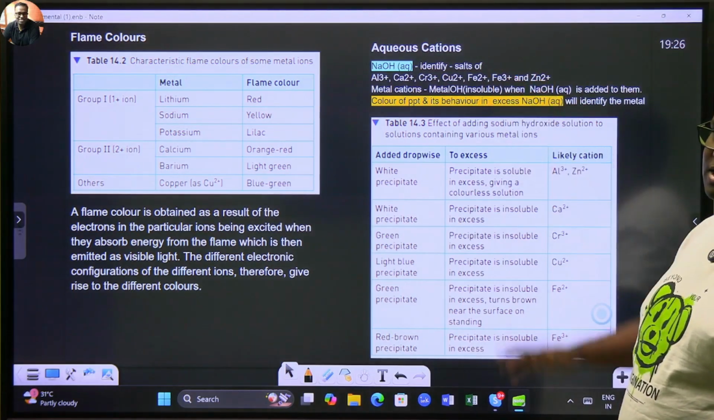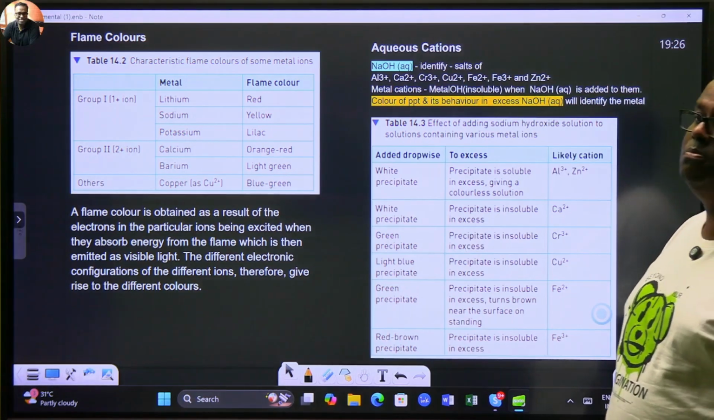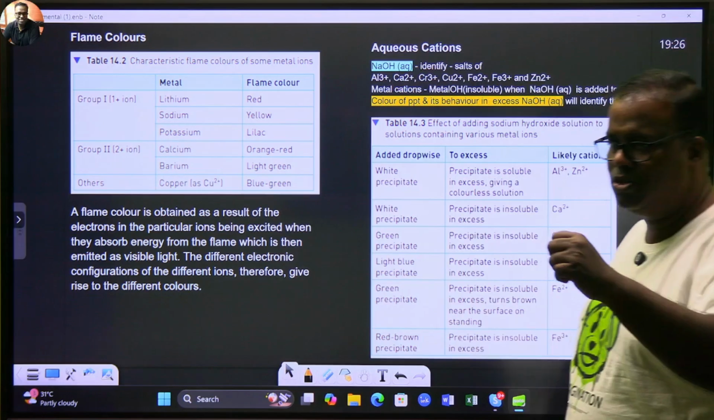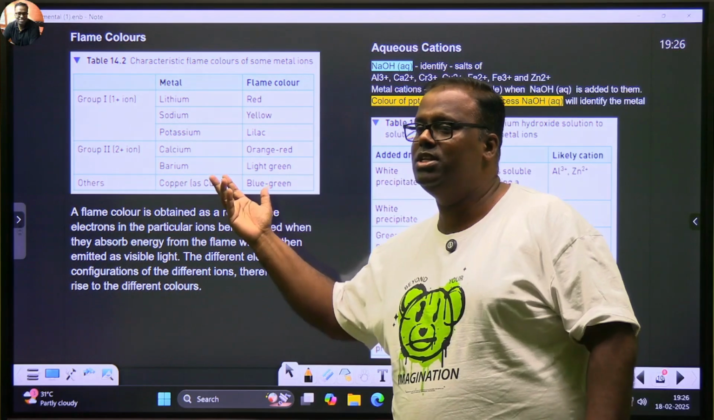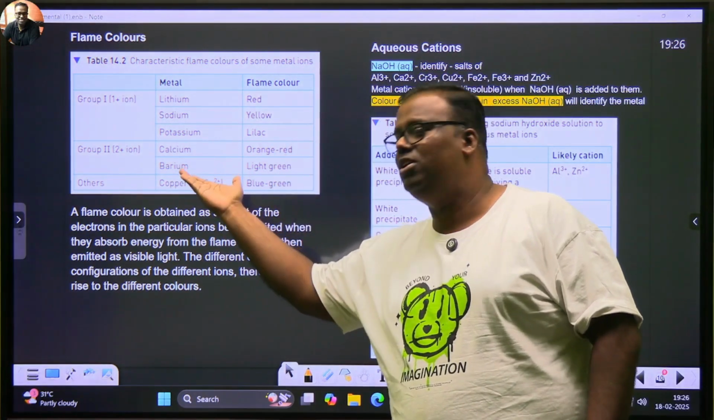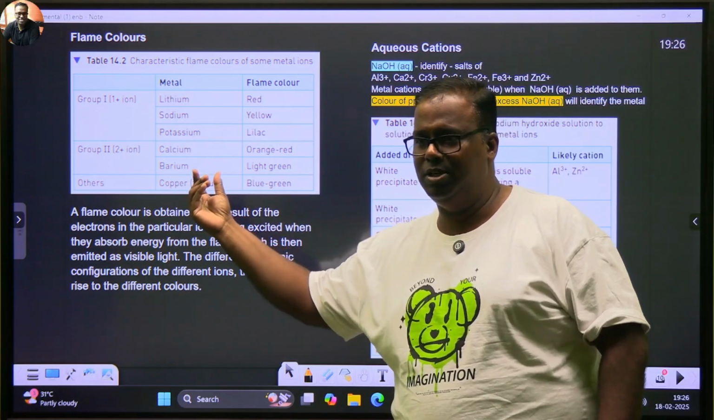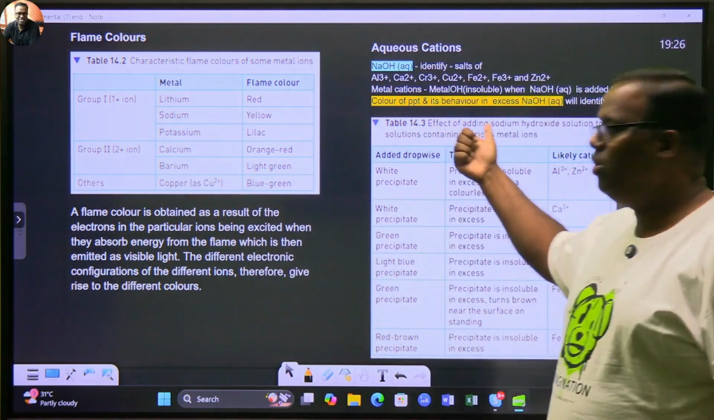Our next job is to understand aqueous cations. Aqueous cations means these are the metal salt solutions. So you have a metal salt solution. These we also call wet tests. If you go to higher classes, you'll understand something called dry test and wet test. These are all dry tests. You do not have to wet the item. These are what? Wet tests.